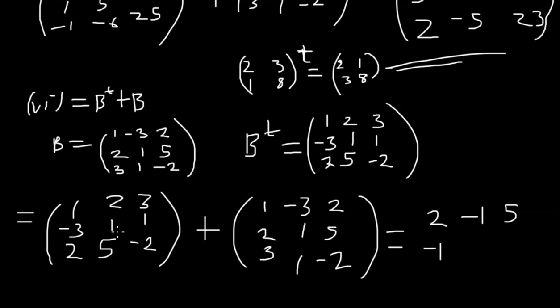Then you have 1 plus 1, you get a 2. Then you have 1 plus 5, which is a 6. Then this is 2 plus 3, you get a 5. Then 5 plus 1, you get a 6. Negative 2 plus negative 2, you get your negative 4 there. So this is going to be your answer for the last question.